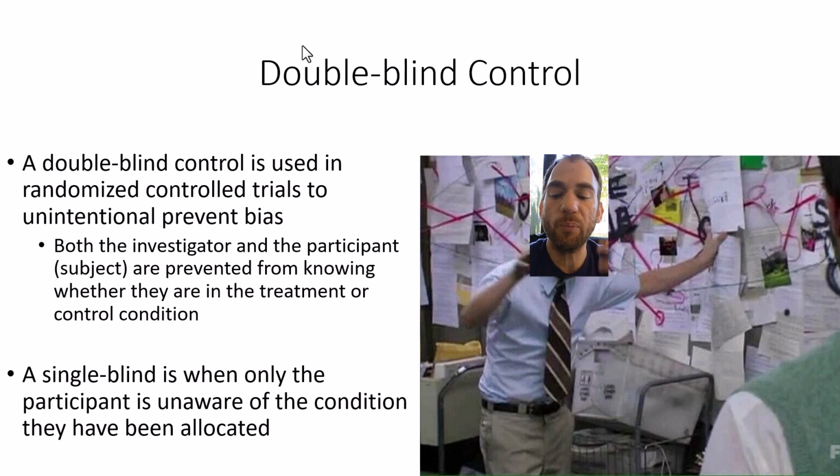Now, versus a single blind study is where only the participants don't know what research group they are in. So the participants don't know if they got the old drug or the new drug. However, the person administering the drug who works for the research team does know. Thus, double versus single, kind of straightforward.